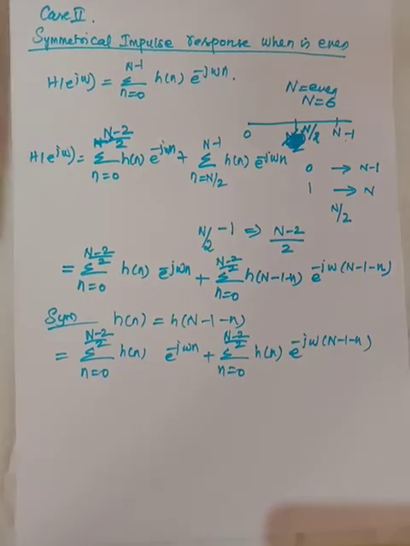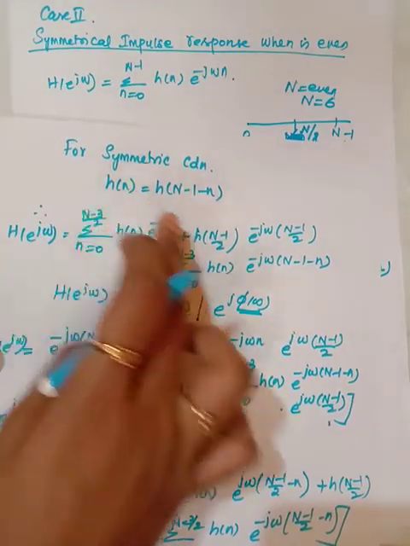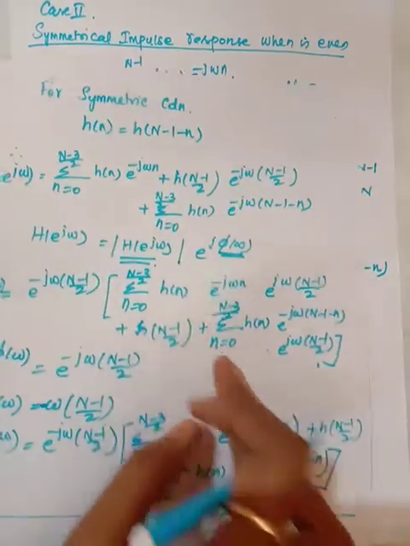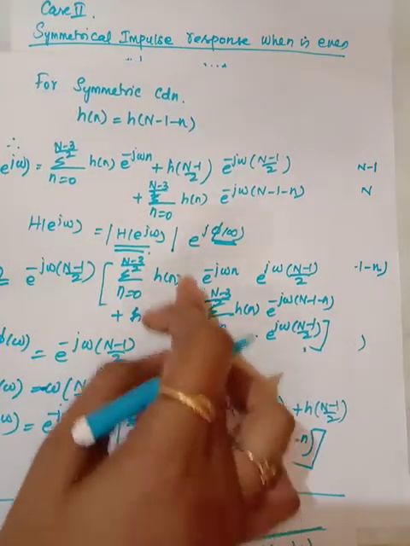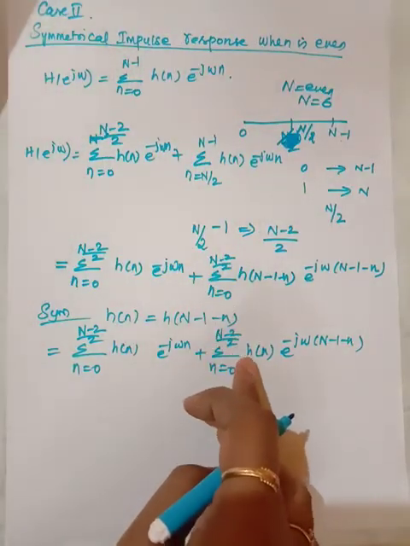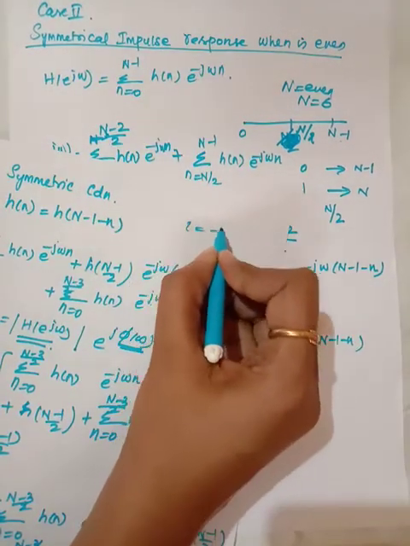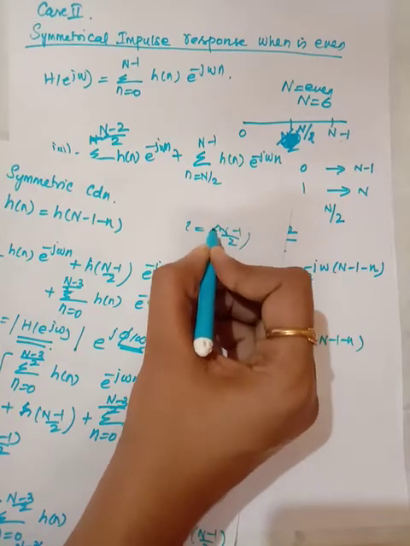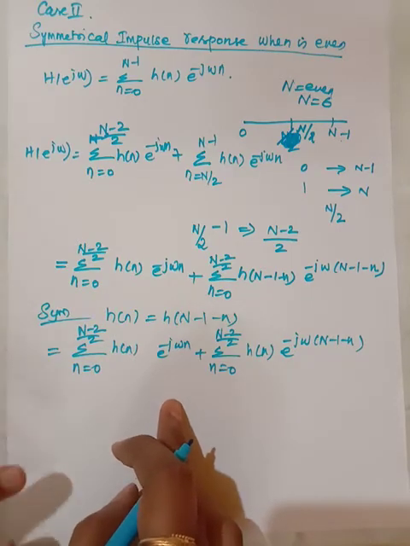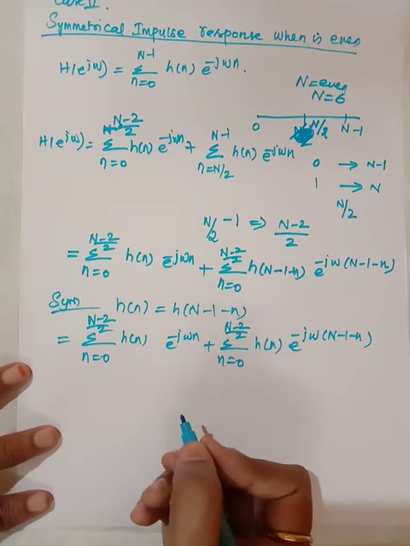Now see, that was the odd case. After writing the symmetric condition, we substituted this h of n, then found the magnitude response and phase response. In order to find the phase response, we took the coefficient of the center value outside, but here it is even, so we may not know which value to take. But normally we know that tau is equal to n minus 1 by 2. So what I am going to do is take n minus 1 by 2 outside. Either you can multiply or divide by e power minus j omega n minus 1 by 2.